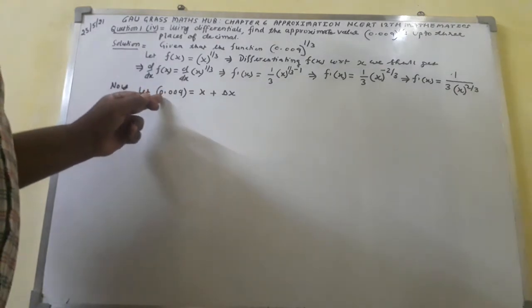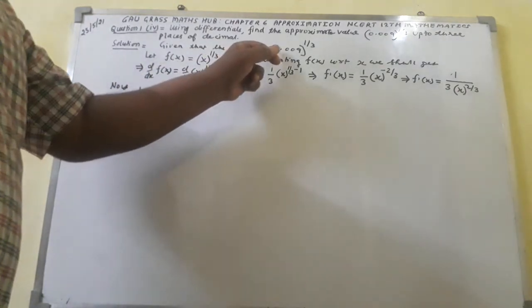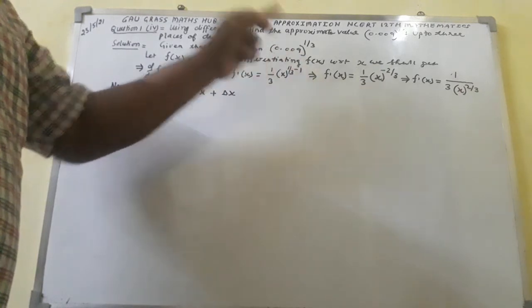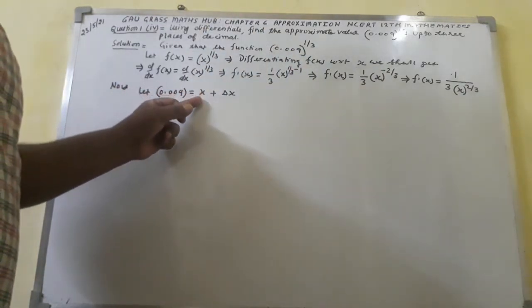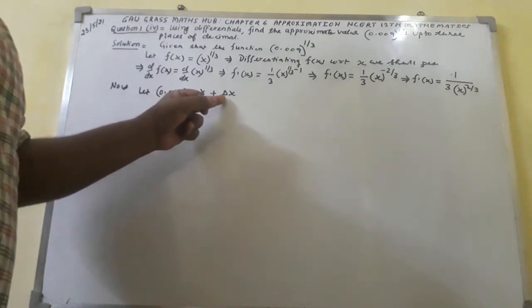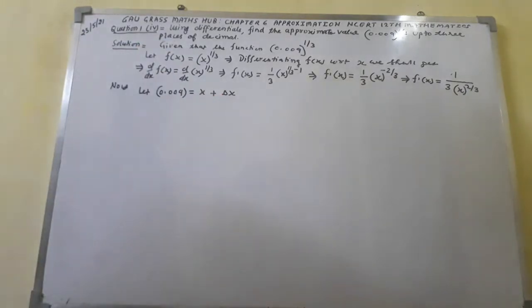Here this given value 0.009 will be split into two parts. First part will be x and second part will be delta x. Both will be added. Now what will we do next?